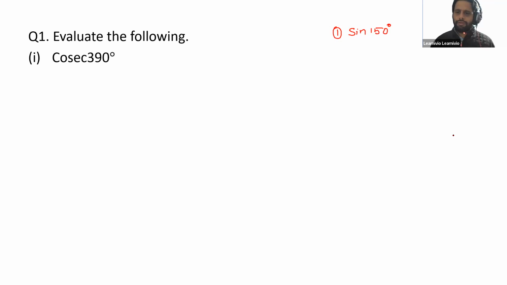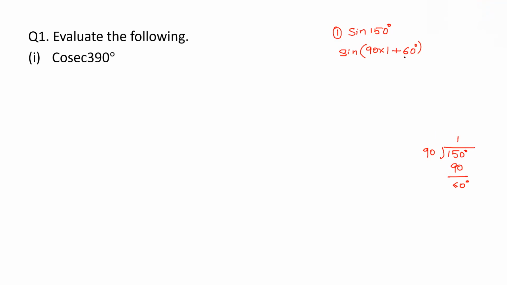Okay, I will give you a very simple method. Whatever the angle you are getting, always divide that angle by 90. 90 into 1, we get a remainder. So we will write this like this: sine 90 into 1 plus 60 degree. This clear? Yes, sir. So whatever the angle you're getting, always divide that by 90 and write in this way: 90 into this number plus remainder.